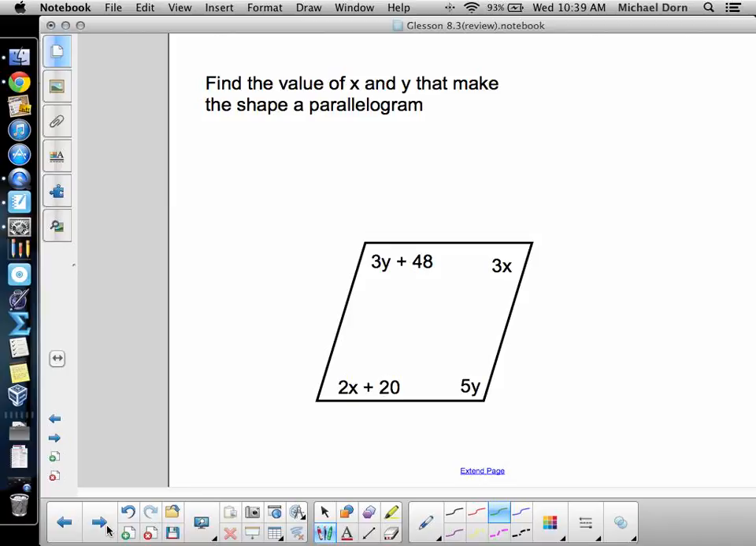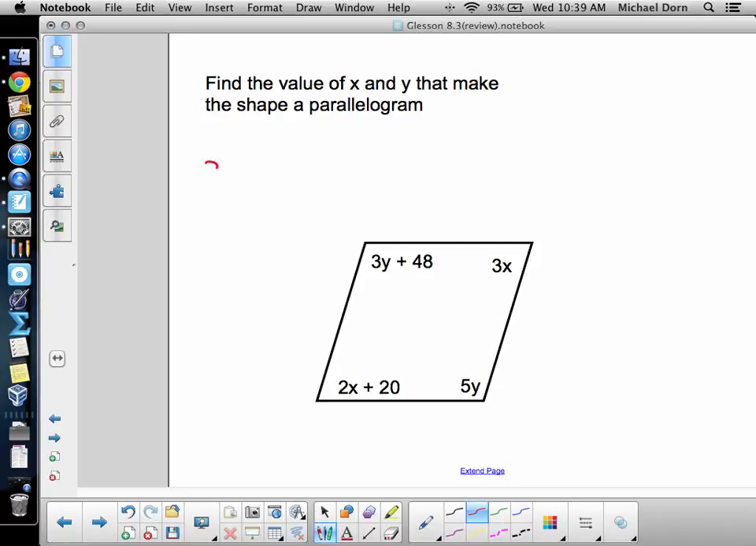Different wording in the instructions, but the same idea. Give the values of x and y that make this a parallelogram. In order for it to be a parallelogram, the opposite angles have to be what? Congruent. Which means those measures have to be the same. They have to be equal.